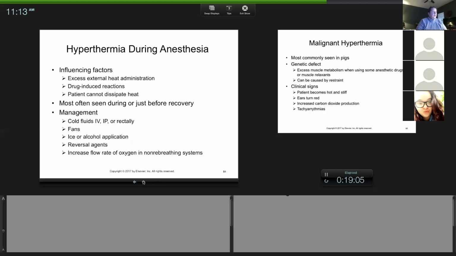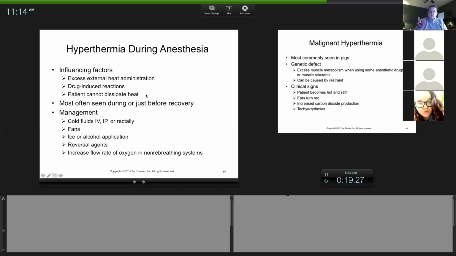Now, a different thing, you guys will battle hypothermia. Very rarely do you have hyperthermia during anesthesia. If we see this, sometimes you overdid the heat. I don't feel like I've ever really seen this in a patient. But it could be a reaction to the drugs.